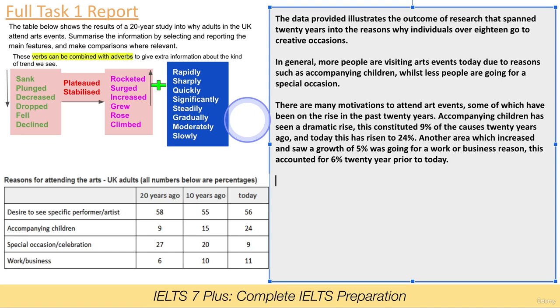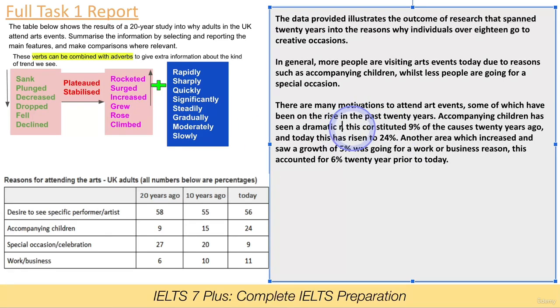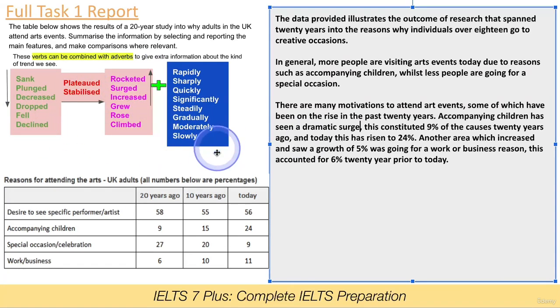There are many motivations to attend art events, some of which have been on the rise in the past 20 years. Accompanying children has seen a dramatic surge. That's where this comes in handy. This constituted, past tense, 9% of the causes 20 years ago, and today this has risen to 24%.